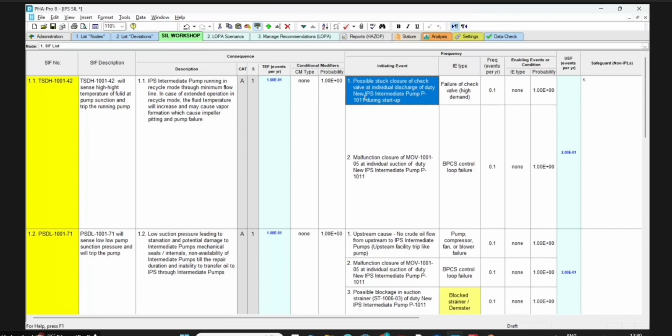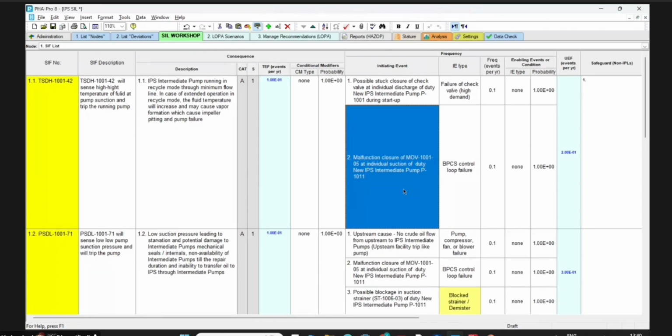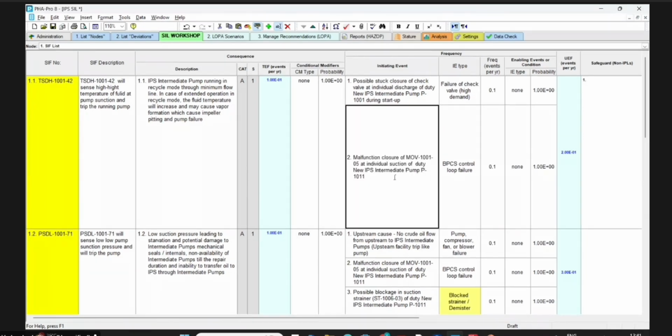E101. 1001. Correct. So here also P1001, right? P1001. Yeah, 01. Okay. Correct.